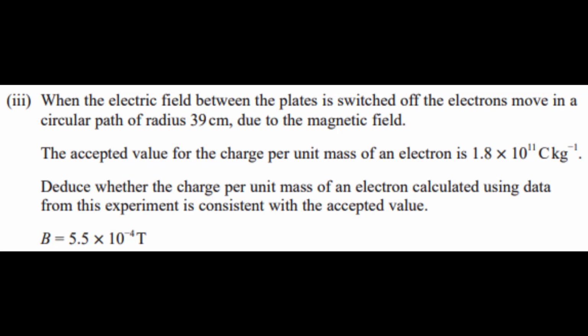The accepted value for the charge per unit mass of an electron is basically 1.8 times 10 raised to power 11 coulombs per kg. Deduce whether the charge per unit mass of an electron calculated using data from this experiment is consistent with the accepted value. Okay, B is equal to 5.5 times 10 raised to power minus 4.